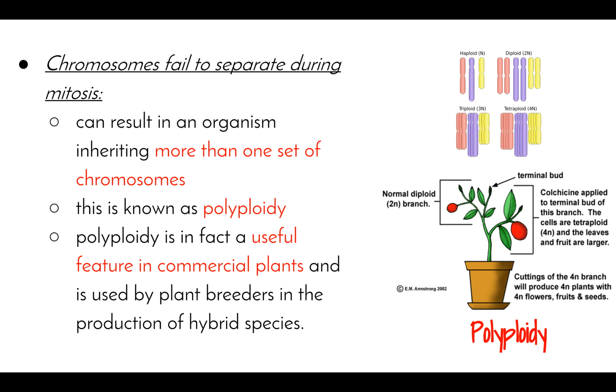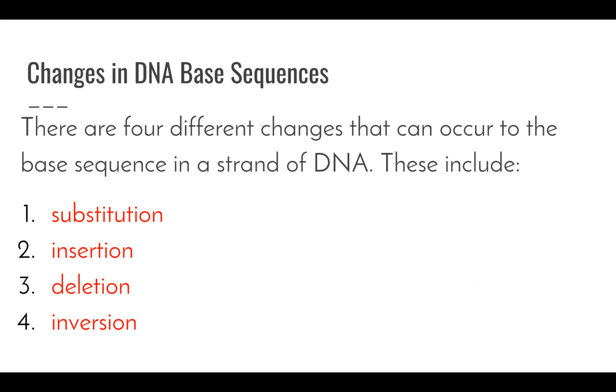However, in humans, polyploidy can result in things like extra digits or extra fingers or extra toes if the chromosome does not separate properly during mitosis for that particular chromosome.